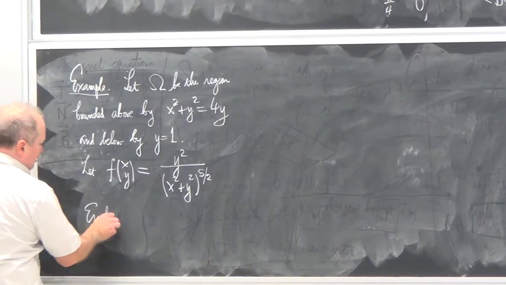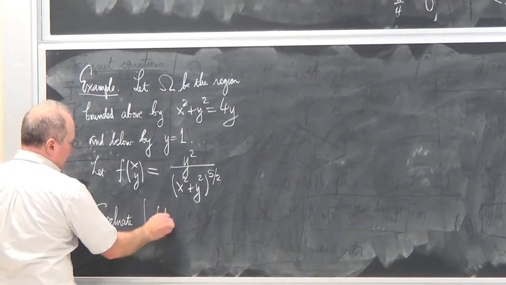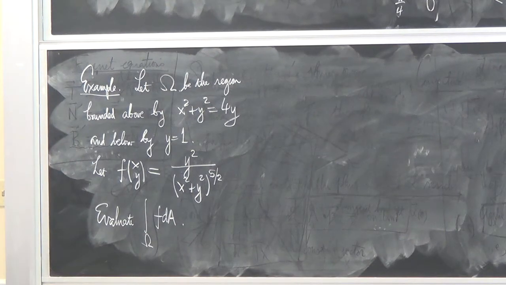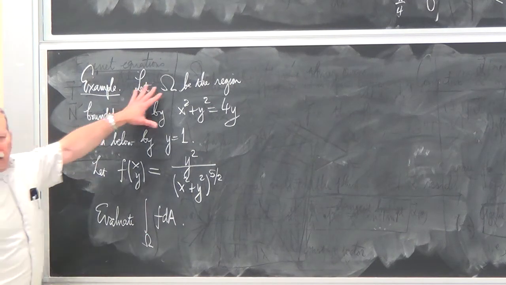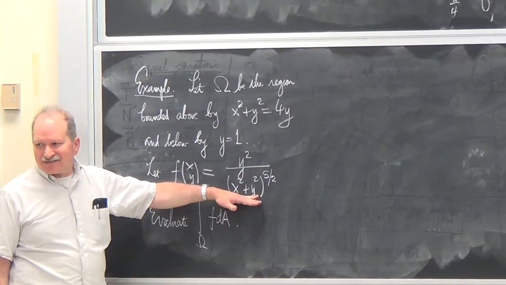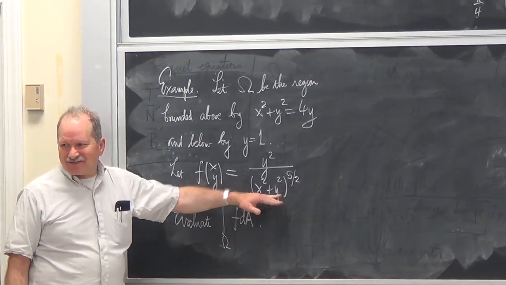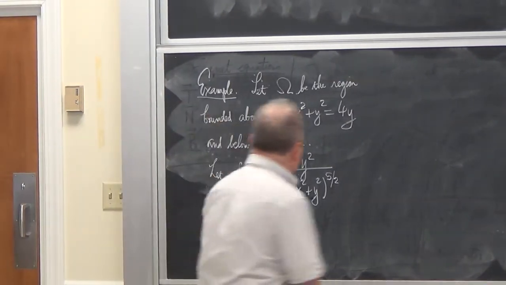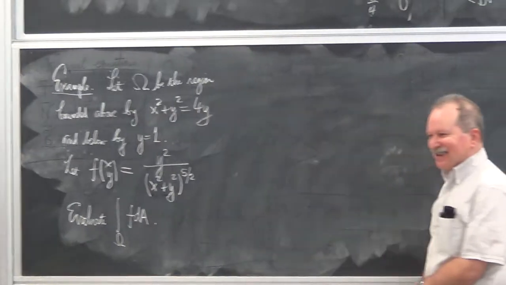Evaluate the integral of f dA over omega. So this might be some metal lamina that you built with this density function. You want to know the total mass. Okay, let's do it. Cameron's excited because he already figured this stuff out several days ago.